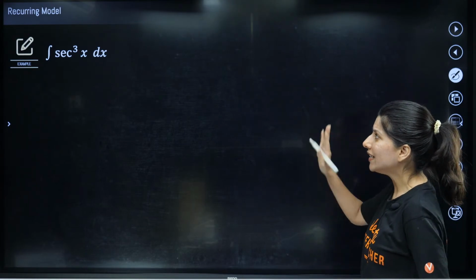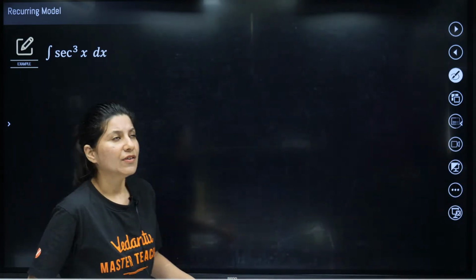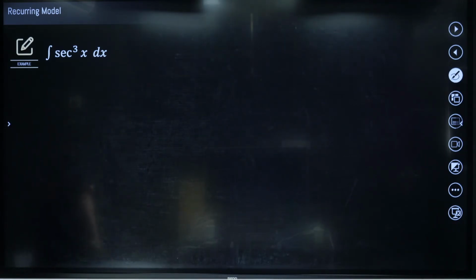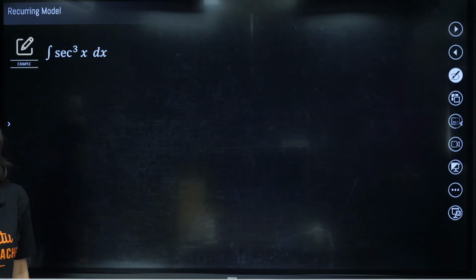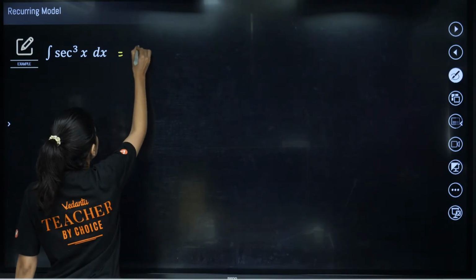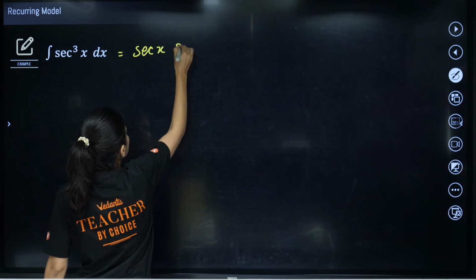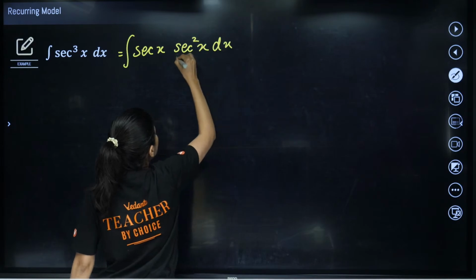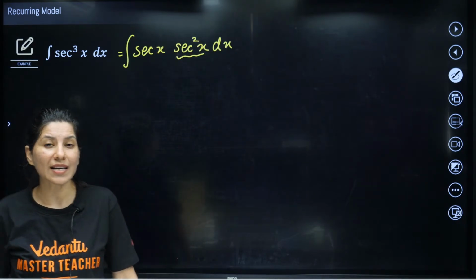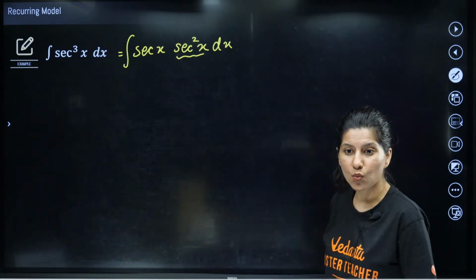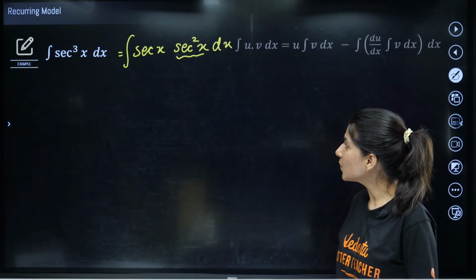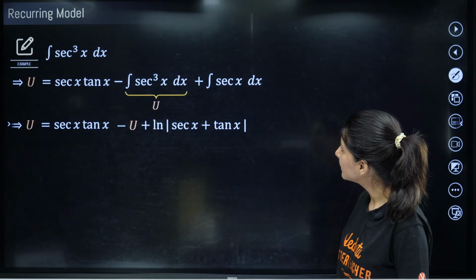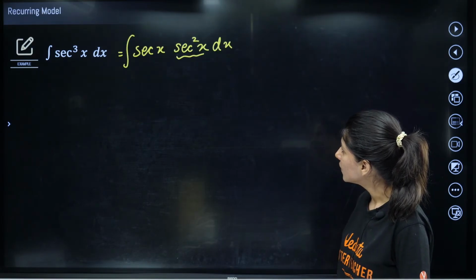So to integrate this, we will do one thing. We will separate sec x and sec square x. Can we do that? Sec x and sec square x integral. Now this sec square x can be written as tan square plus 1. Sorry, tan square plus 1, right? So, hold on.